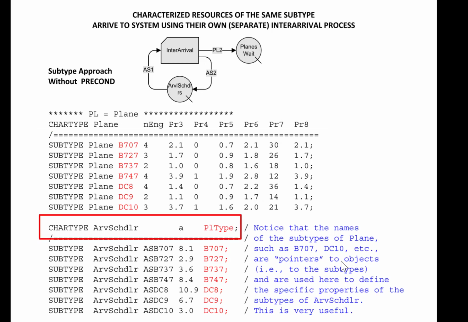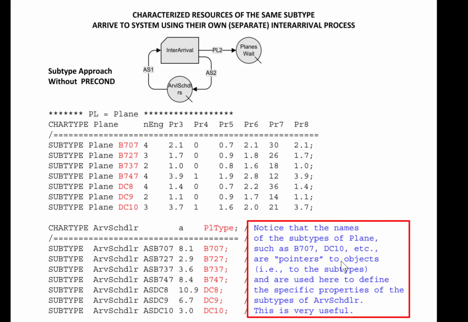Following this, we have the definition of the characterized type arrival scheduler. Arrival scheduler again has 2 properties. A is the expected interarrival time, and PL type is a property that will contain a number which is actually a pointer to the subtype of the plane that needs to be created. This introduces a very important concept.